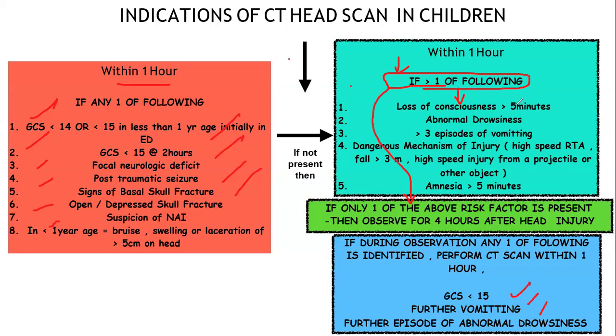Okay. Loss of consciousness of more than 5 minutes. Abnormal drowsiness, 3 episodes. In adults, more than 3 episodes of vomiting is just a 50% indicator. Like, you have to get 100% evidence, two indicators for this. Dangerous mechanism of injury.